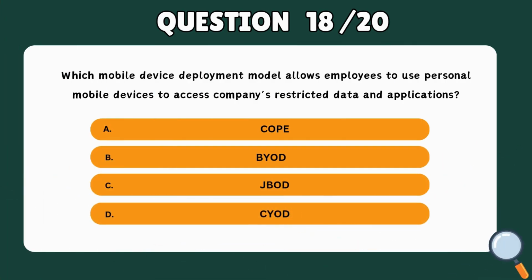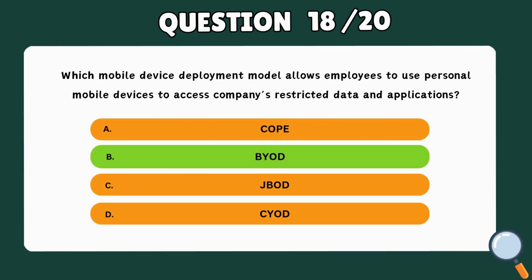Question 18. Which mobile device deployment model allows employees to use personal mobile devices to access companies' restricted data and applications? A. COPE. B. BYOD. C. JBOD. D. CYOD. Correct answer: B. BYOD.